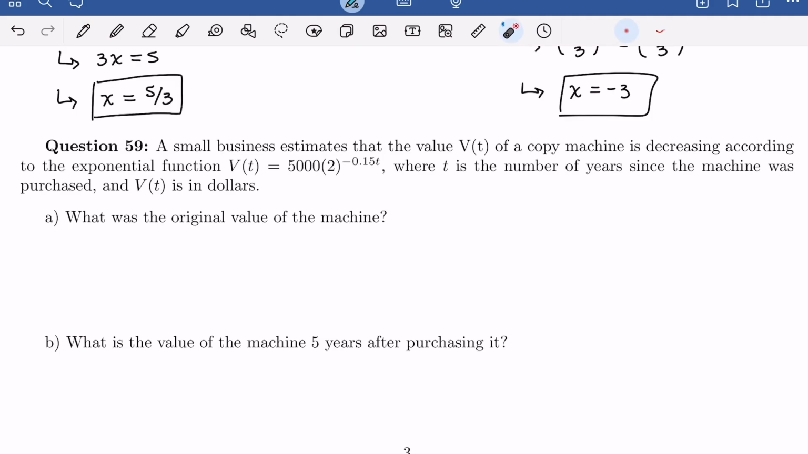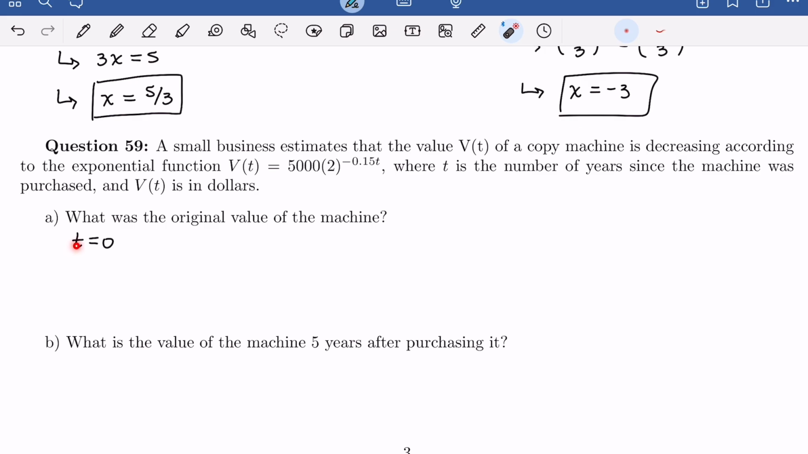All right, so for this last example in this section, we're working with a word problem. We're told that the value of a copy machine is decreasing, and that's represented by this exponential function here. Now, t is the number of years since the machine was purchased, and v of t is the value in dollars. For part A, we want to figure out the original value of the machine. The original value occurs when t is equal to 0, since t represents the number of years since the machine was purchased.